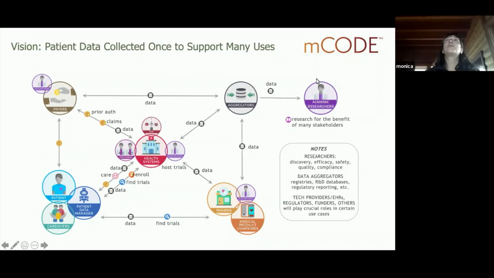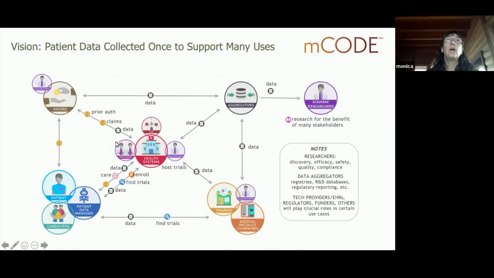academic researchers over here in the upper right-hand side, for medical product companies, researchers of all types, including those in the pharmaceutical industry, for patients and their caregivers, and a growing need to have patients have understanding and access to their data. And then finally, the payers and researchers who are working in the all-important field of understanding how we can better use our healthcare resources to achieve better results for our patients.